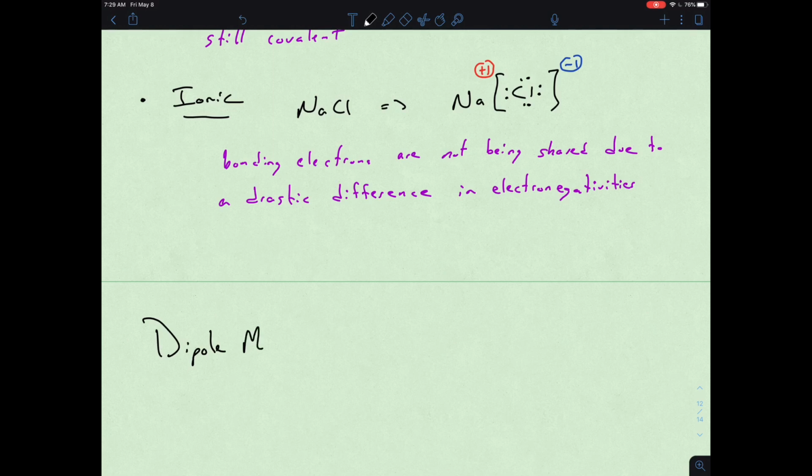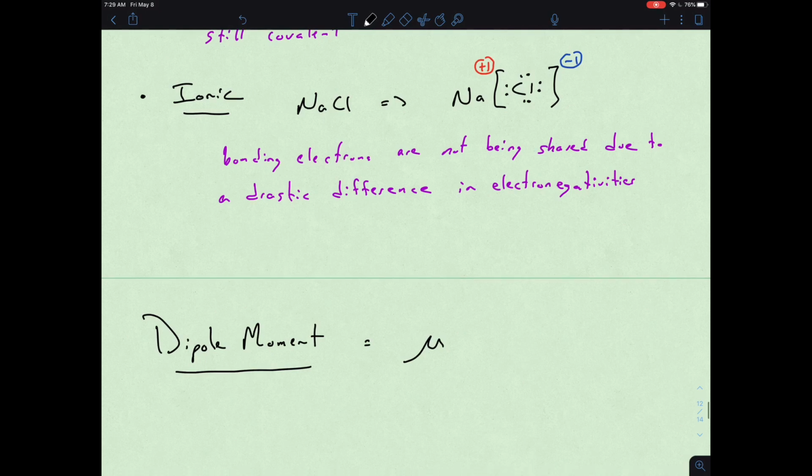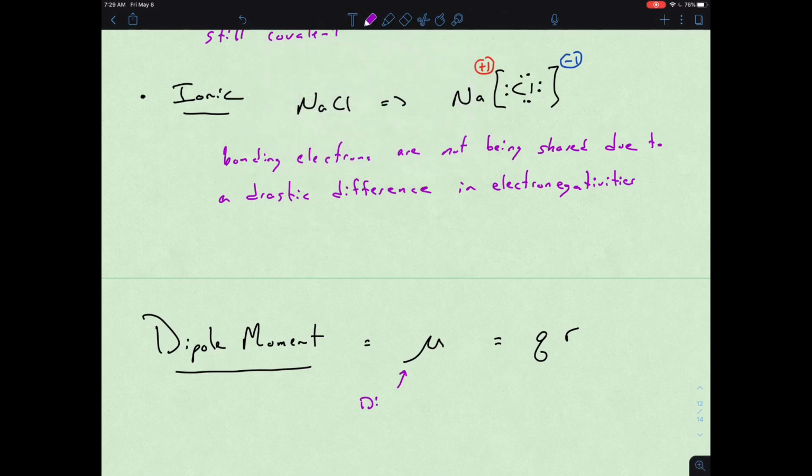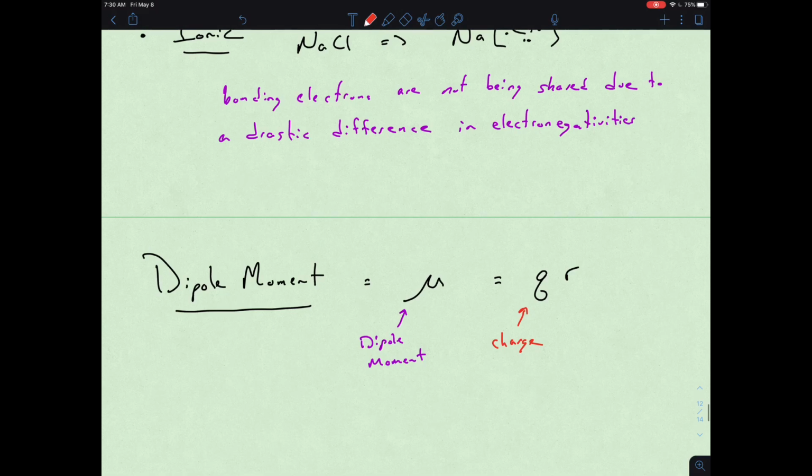So a dipole moment is known as mu. And mu is essentially equal to Q times R. So here is our dipole moment. We have Q, which is going to be charge. For instance, Q of an electron is equal to 1.6 times 10 to the negative 19th coulombs.